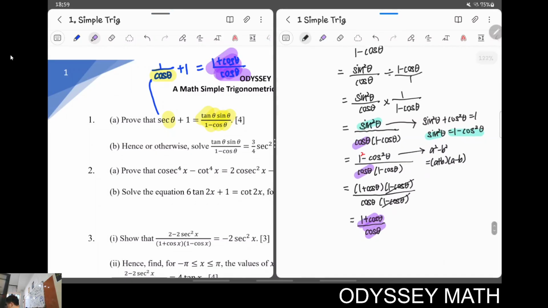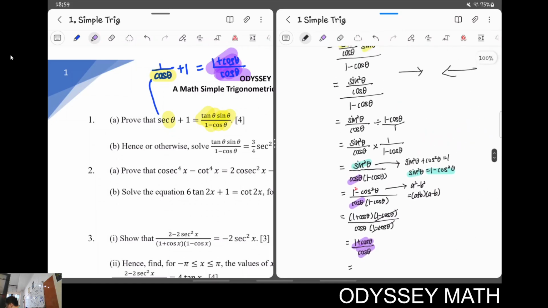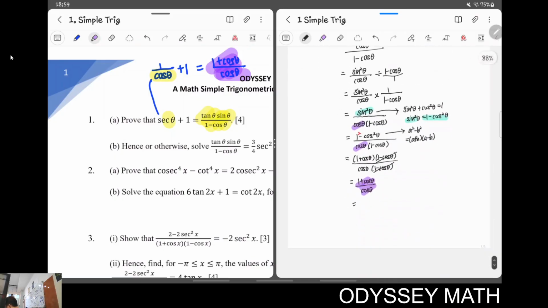So then we backtrack. That's the trick about doing it both ways, one from the left and one from the right. You try to meet at a certain point, but your working, you must still follow from the right hand side to the left hand side. You understand? You still have to follow that working.